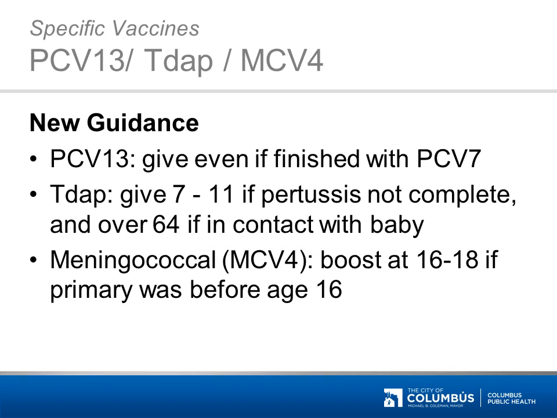Tdap also has been recommended for off-label use by the ACIP to help control pertussis. Children ages 7 to 11 should get 1 Tdap dose if they did not previously complete a pertussis series. If they already had a complete series, they can wait until the 11-year-old booster for Tdap. Additionally, MCV meningococcal vaccines have been recommended for a booster at age 16 to 18 if the primary dose was given prior to age 16.